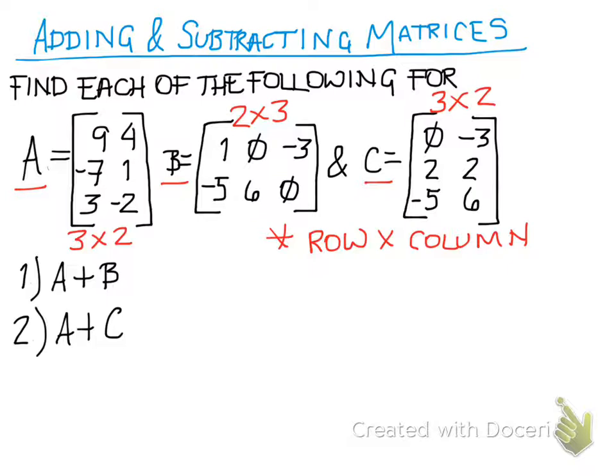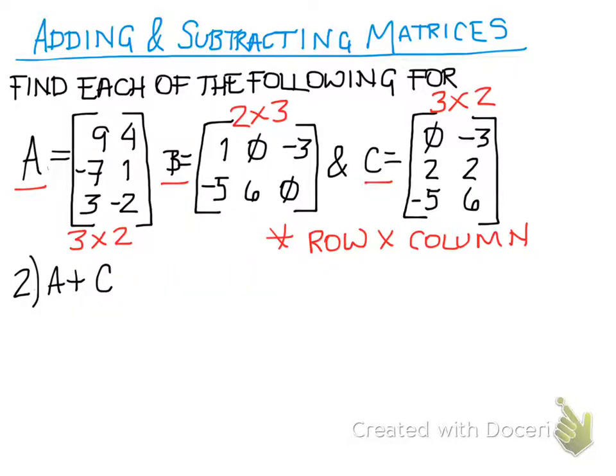This is important because when we're adding or subtracting matrices, you have to make sure it's possible by checking that the matrices have the same dimensions. For example, in our first problem, where we're adding matrix A and matrix B, this isn't possible. We cannot add these two matrices because the dimensions of A and B are not the same.